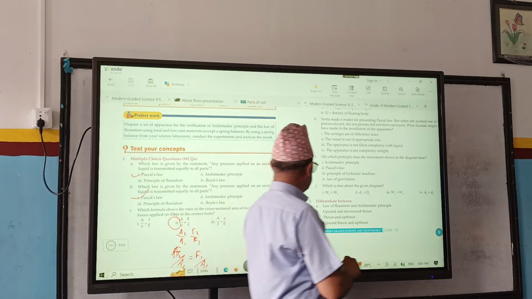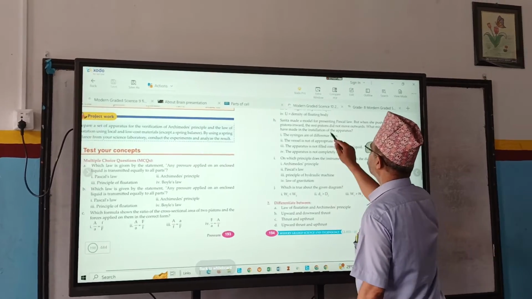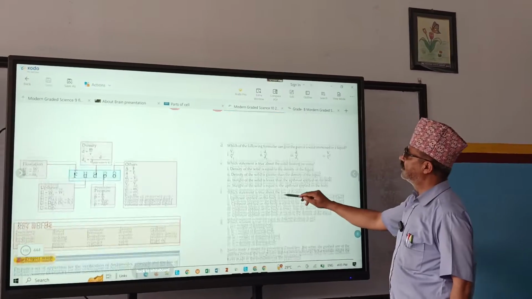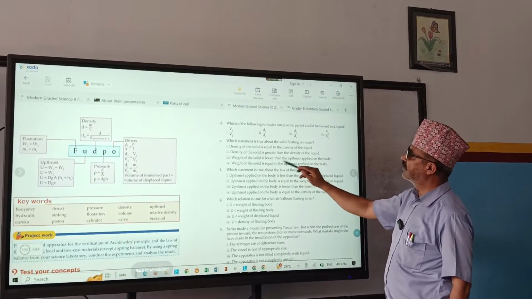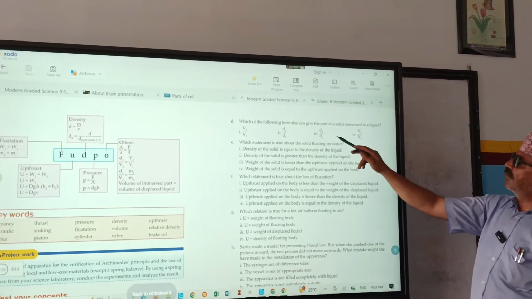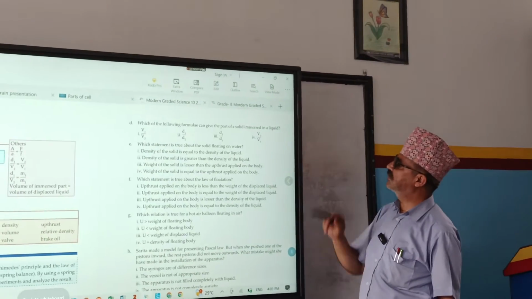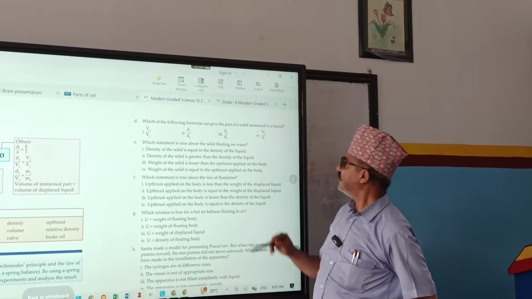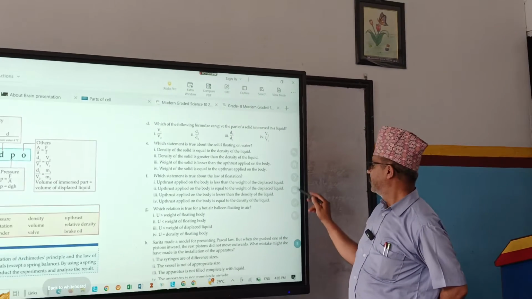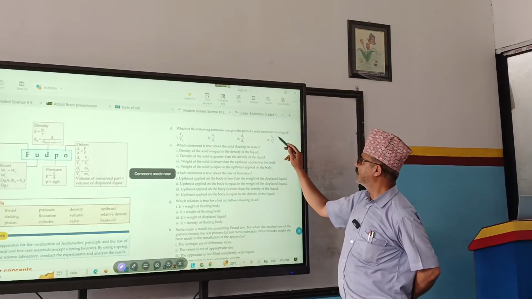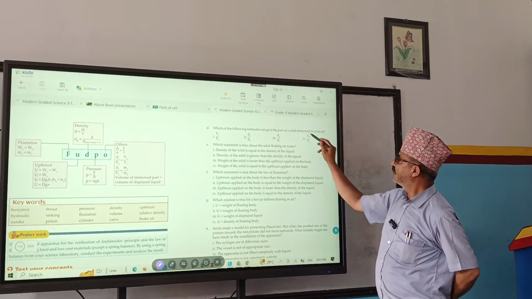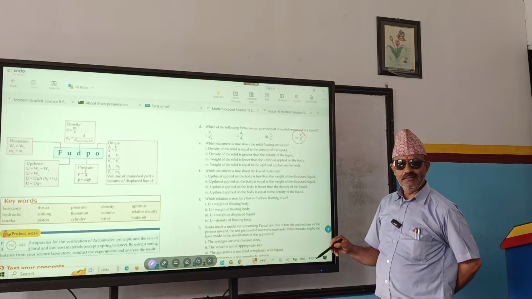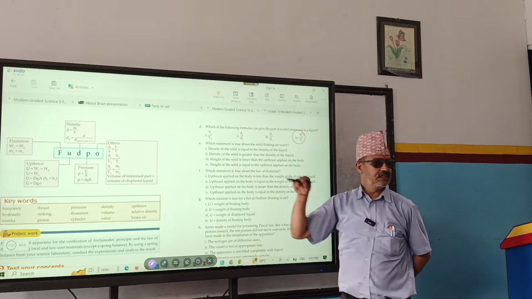Now let's go to the next question. What is the next question here? We can check here. Number C done. Number D. Read the question. Which of the following formulas can give the part of a solid immersed in a liquid? V2 by V1. That's right. This formula is correct. Right. Number E. Please read the question.